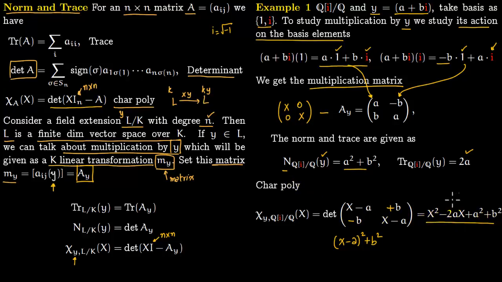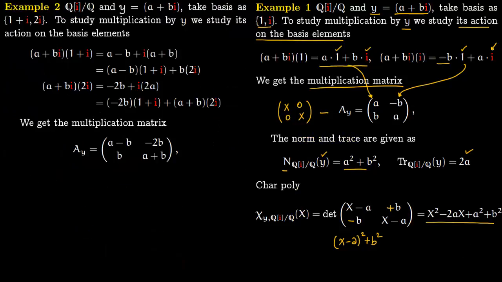So we have computed the characteristic polynomial, norm and trace. Now let us try changing the basis elements and see what is the impact on norm, trace and the characteristic polynomial. So now we are going to change the basis.